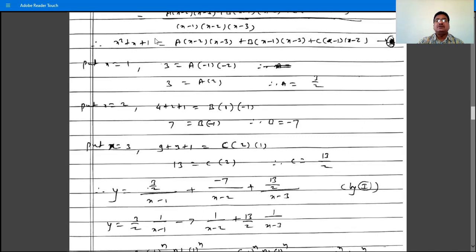And substitute x is equal to 3. So we have 3 square, 9 plus 3 plus 1. And the coefficient of A is now 0. The coefficient of B is 0, since 3 minus 3 is 0. And the coefficient of C is 3 minus 1, which is 2.